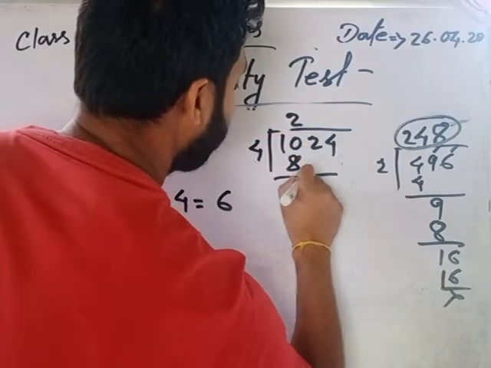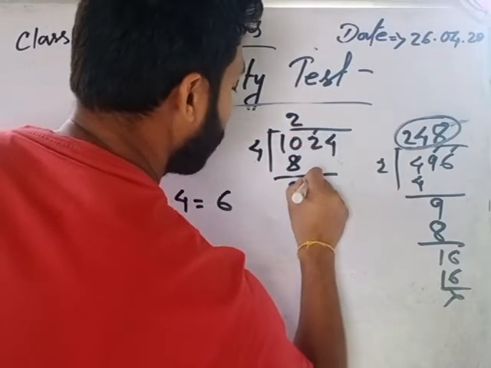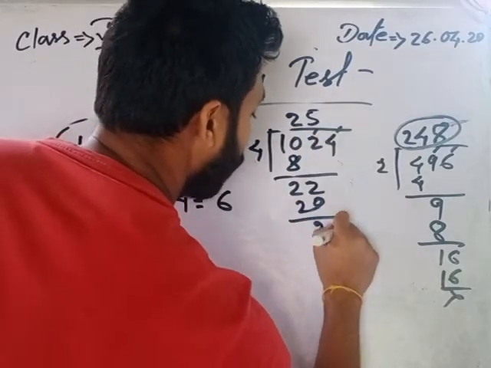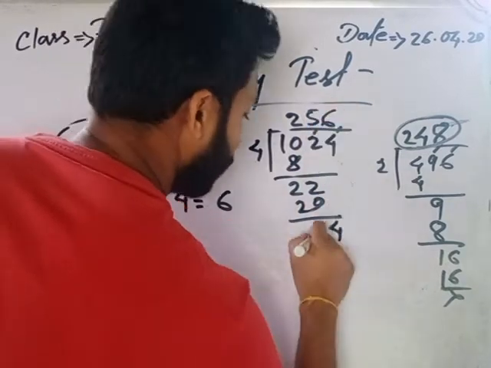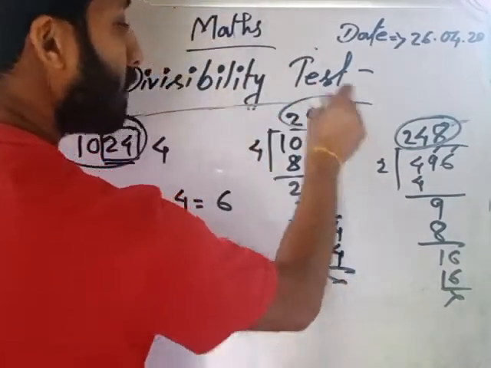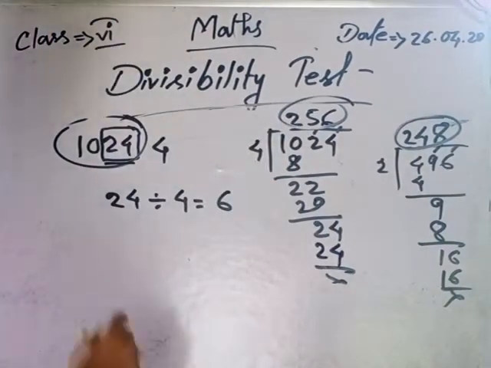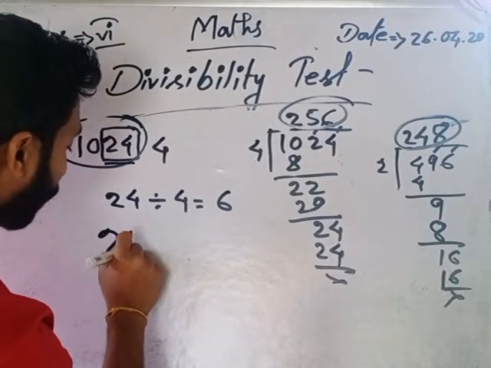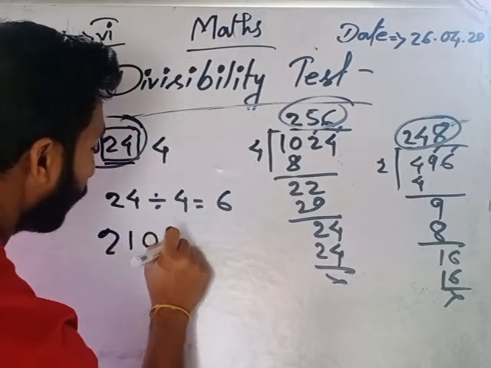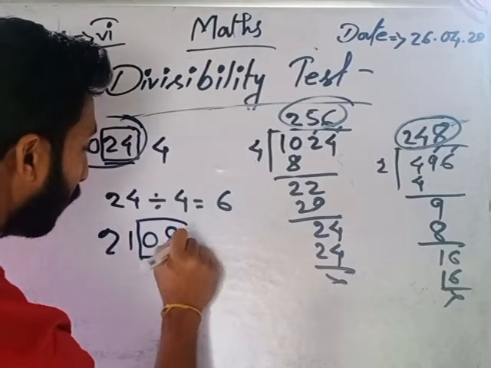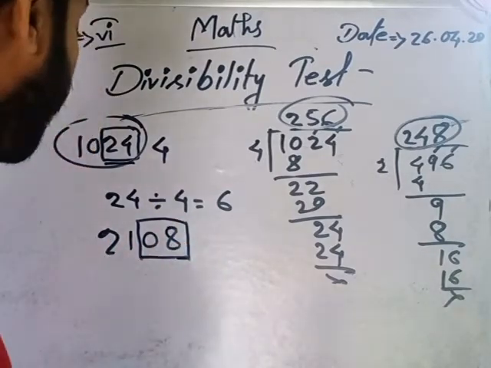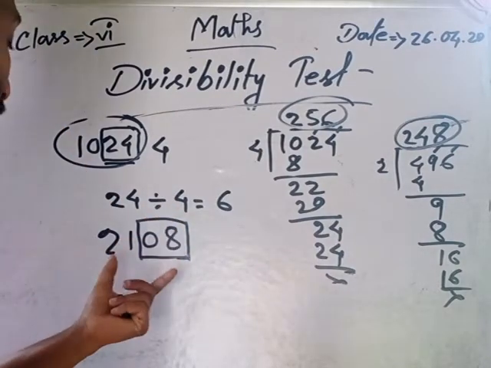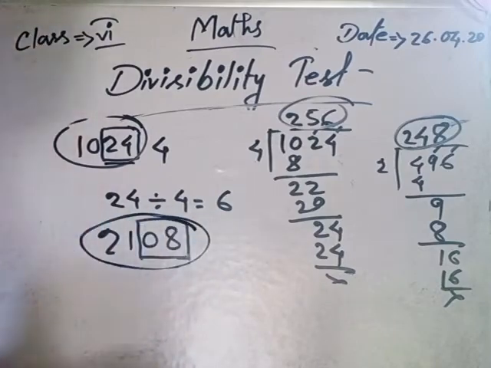4 2s are 8, that means 2 left here, 2 5s are 20, after that 2 left, 4 6s are 24. Okay, completely divisible by 4. If there is this one, 1 0 8, that means the last 2 digits form 0 8, that means 8 obviously can be divided by 4. That means this number also can be divided by 4.